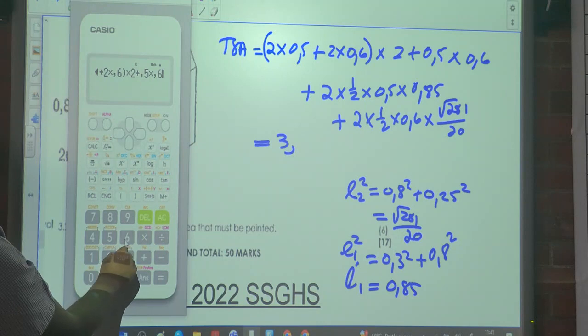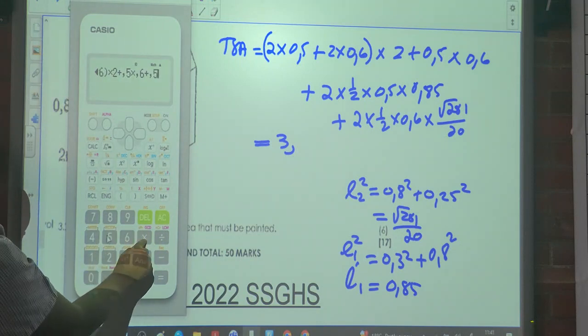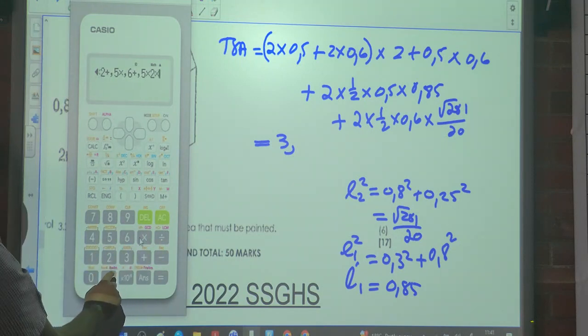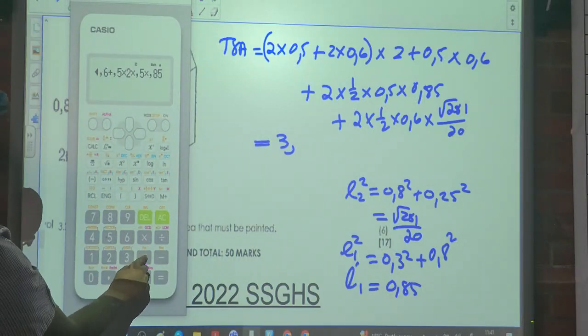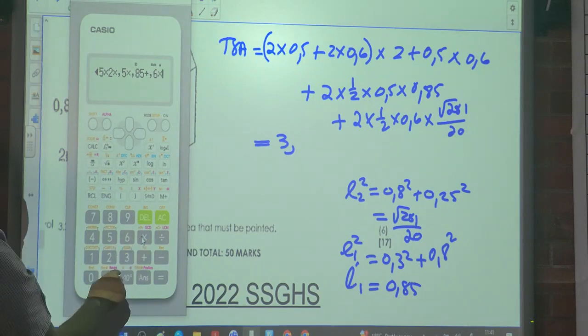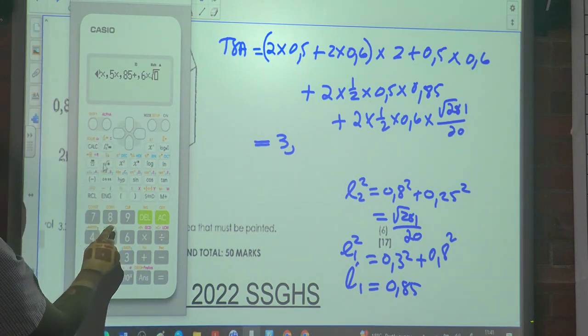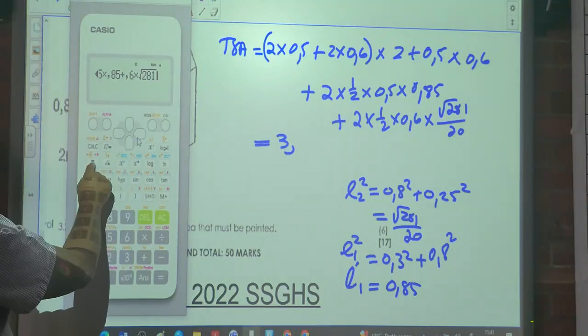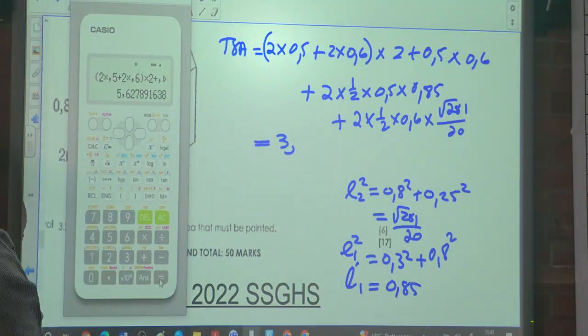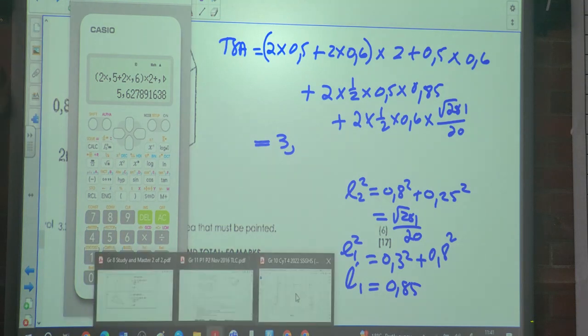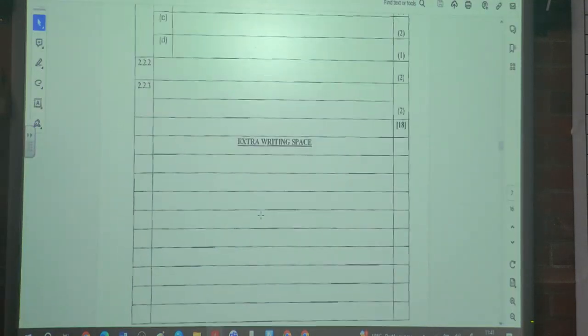The 0.5 times 0.6 plus 2 times 0.5 times 0.5 times 0.85 plus 0.6 times the square root of 281 over 20. 5.6. Is that different to the memo? Huh? Let's just check here. See how far we.